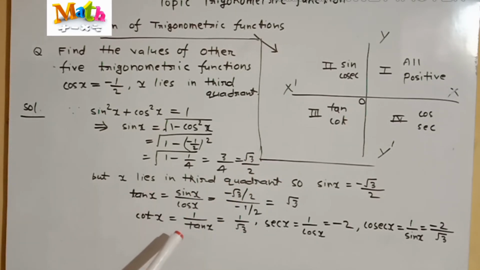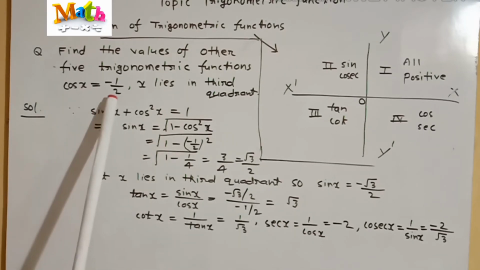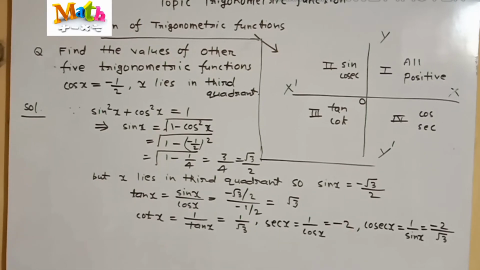After that, cot x is the reciprocal of tan x, so it will be 1 by tan x. The value of tan x is root 3, so the value of cot x will be 1 by root 3. Now to determine the value of sec x, as it is the reciprocal of cos x, it can be written as 1 by cos x, and the value of cos x is minus half, so it will be minus 2 only. Next, cosec x, whose value can be found as the reciprocal 1 by sin x. The value of sin x is minus root 3 by 2, so cosec x will be minus 2 by root 3, just the reciprocal of sin x.